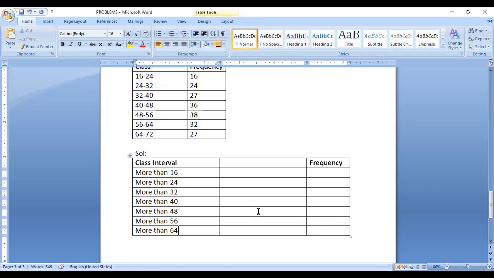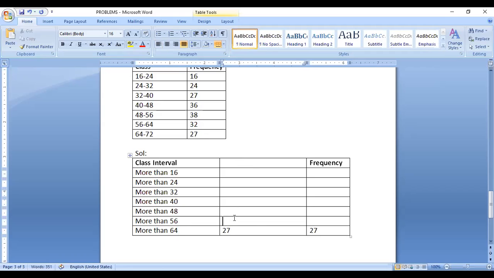Then how you can arrive at this one? See, first of all, the last value you take as it is. So the last value is 27. Frequency is 27. You take it as it is. Next, 27 plus 32 you take. So this is as it is, you take it as 27.